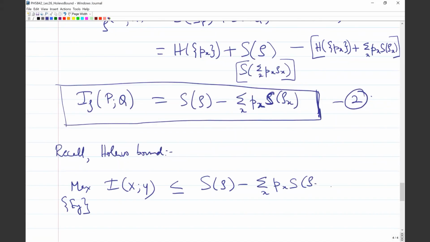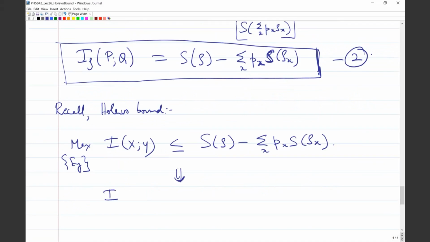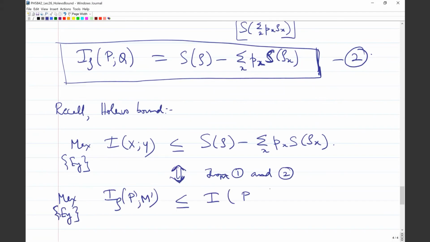In other words, that's what we have just shown between 1 and 2. What we have shown is that proving this Holevo bound statement would be the same as proving that the final quantum mutual information between P prime and M prime, again you can say max over all EY, is less than or equal to the initial quantum mutual information between P and Q, also in the state rho. So this is what the Holevo bound is saying.